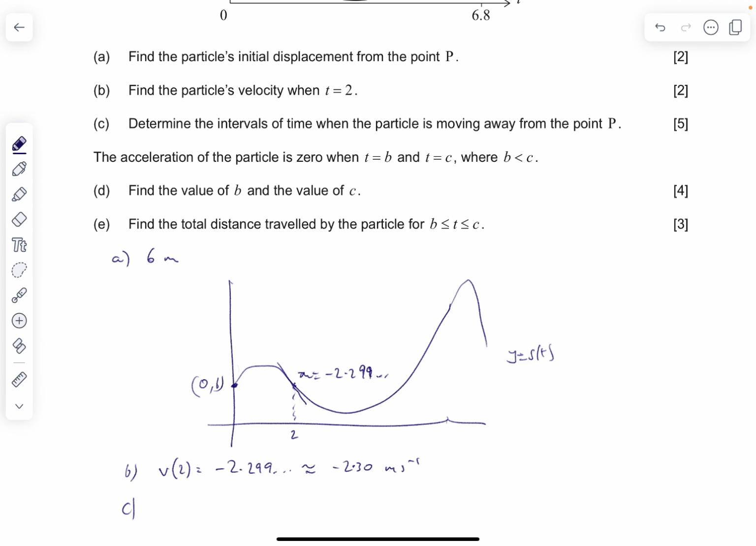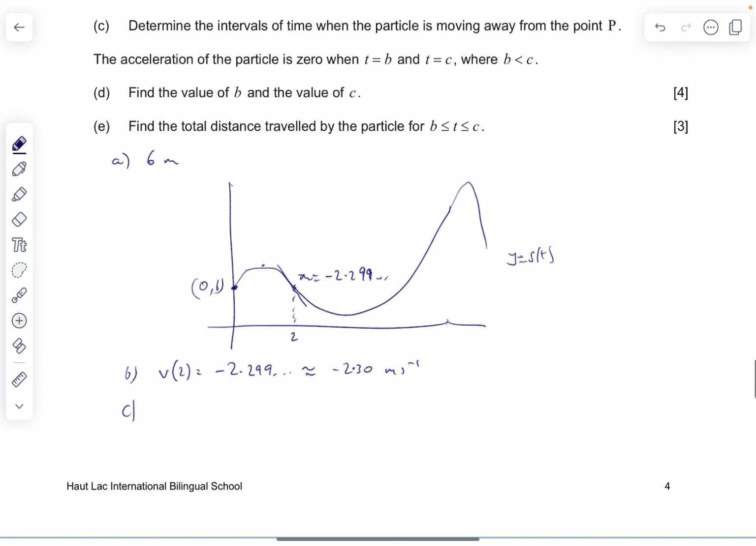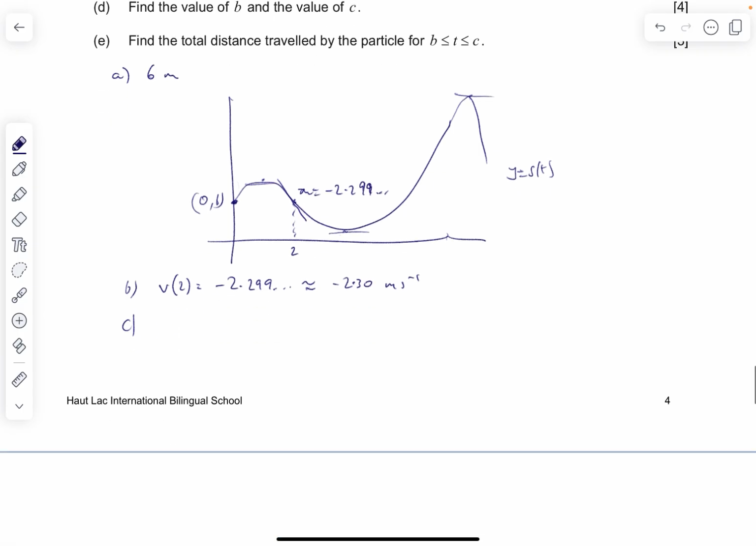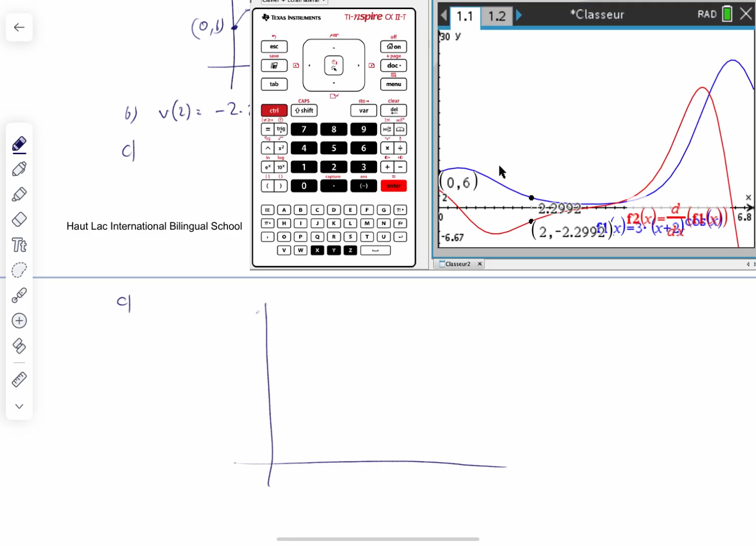Part C, determine the intervals of time when the particle is moving away from the point P. So I can either find the maximum there and the maximum here and the minimum here. But actually what we should do is plot a graph of velocity. It's moving away from P when the velocity is positive. Negative velocity is moving back towards it, and then it's moving away from it again.